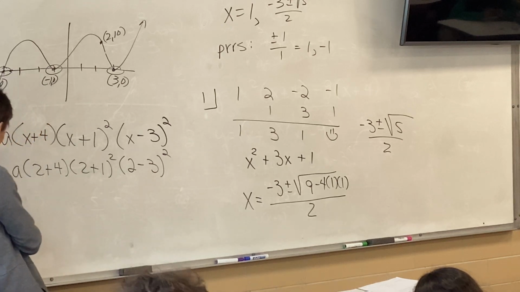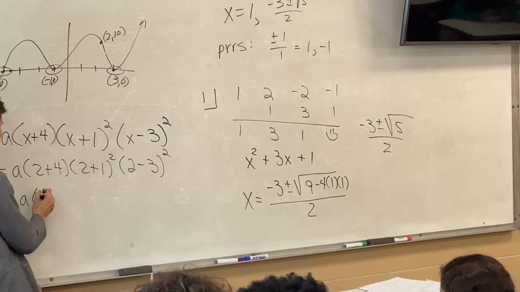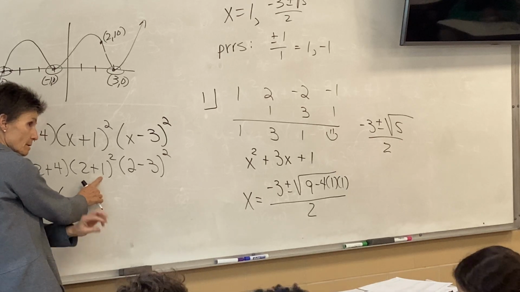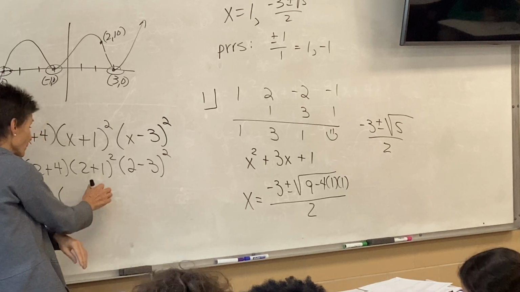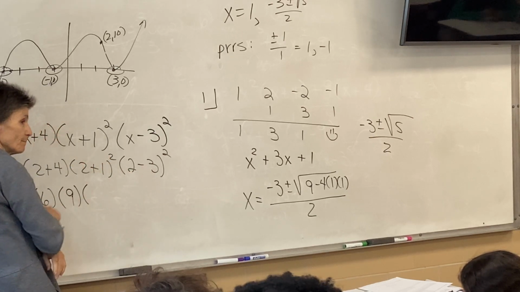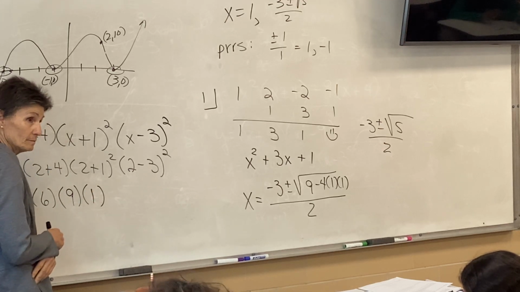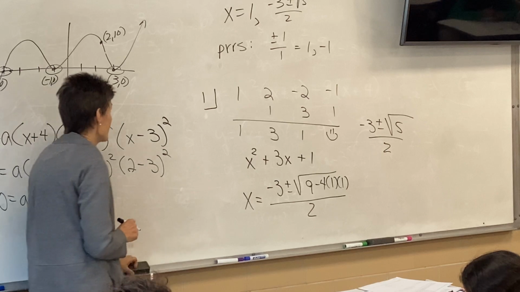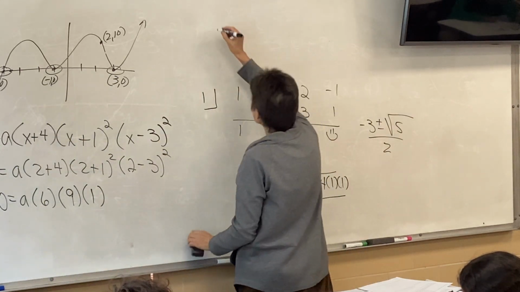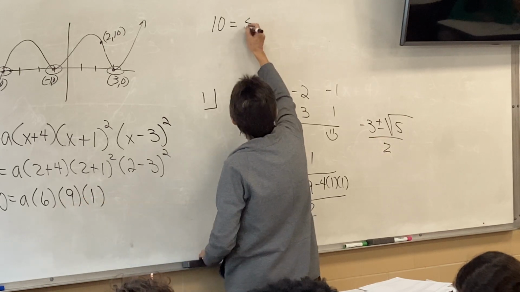All right, so here we go. 2 plus 4, 6. 2 plus 1, but it's squared, so it's 9. 2 minus 3, plus 1, squared, so it's positive 1. Those are all multiplied together, so 10 equals 54A.